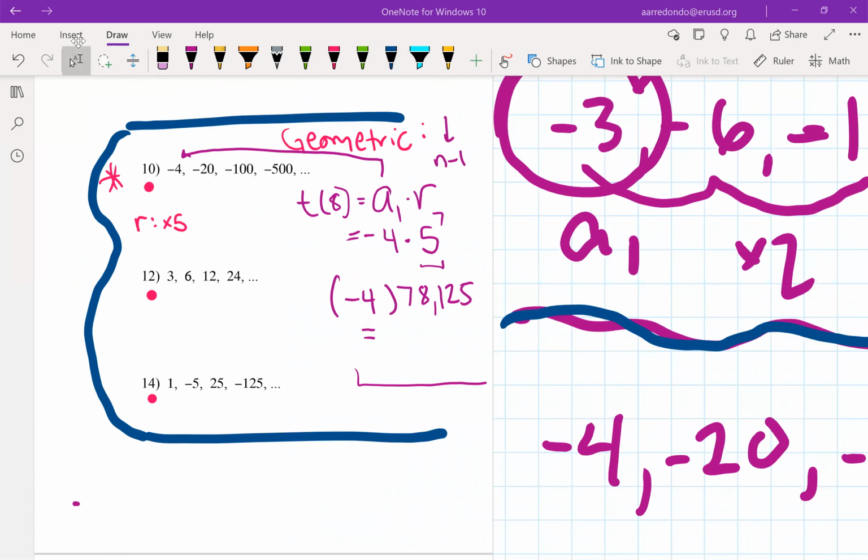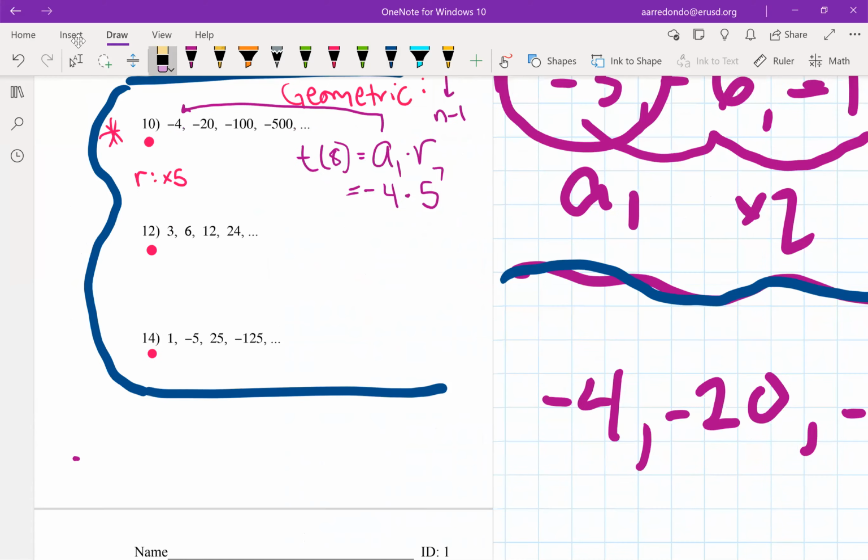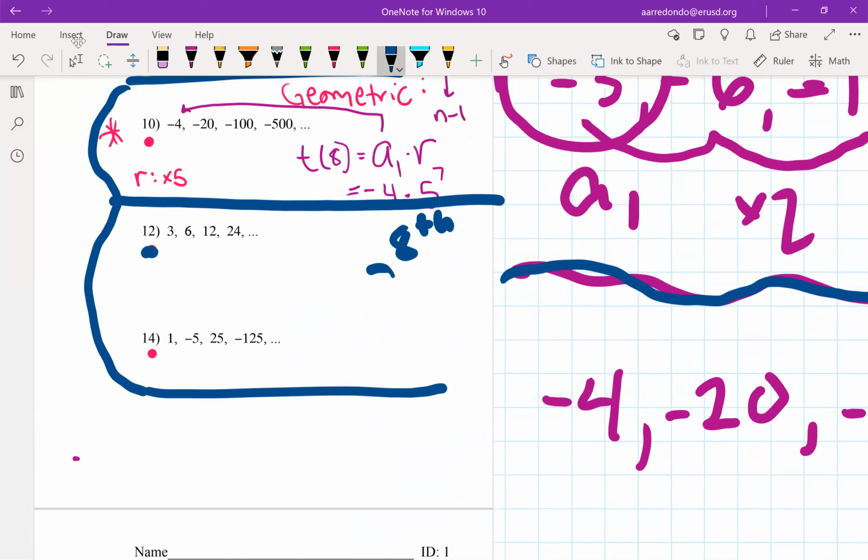Okay, here's the one I just did. Number 10. I just did that 5 to the 7. And here's the one you want to do at home. Number 12. 3, 6, 12, 24, and so on. Okay, find me the 8th. Same for both of them. Find me the 8th.